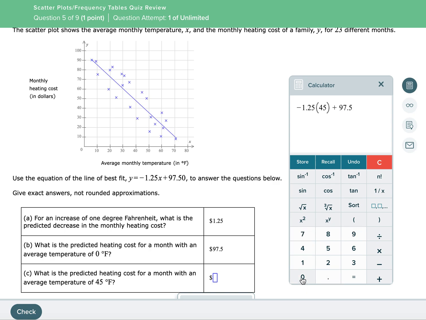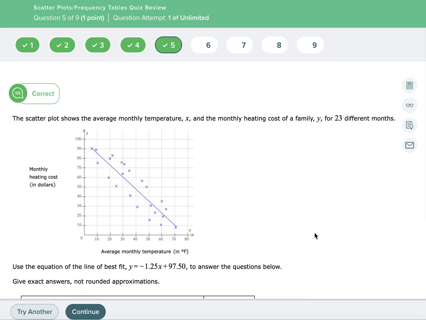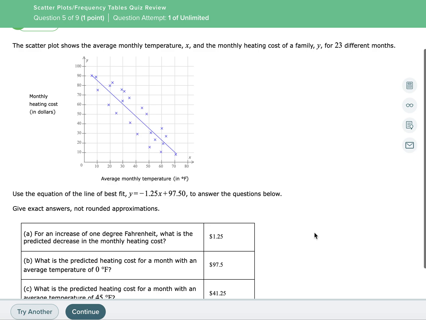What this does then is it multiplies this, and then it's going to take that number and subtract it from 97.50. And we get 41.25 as our answer. And let's check that. So 45 degrees, if I go up here, yeah, that puts me a little bit above 40. That looks solid. So let's go for that, and let's check our answer. Let's see if ALEKS likes our answer. And of course, it does.